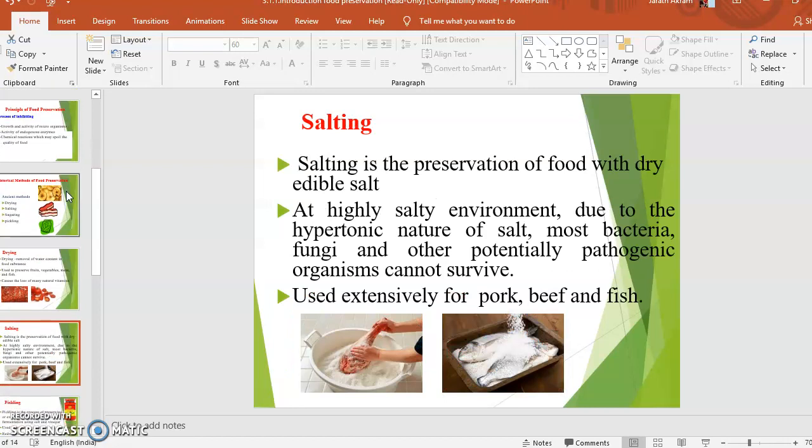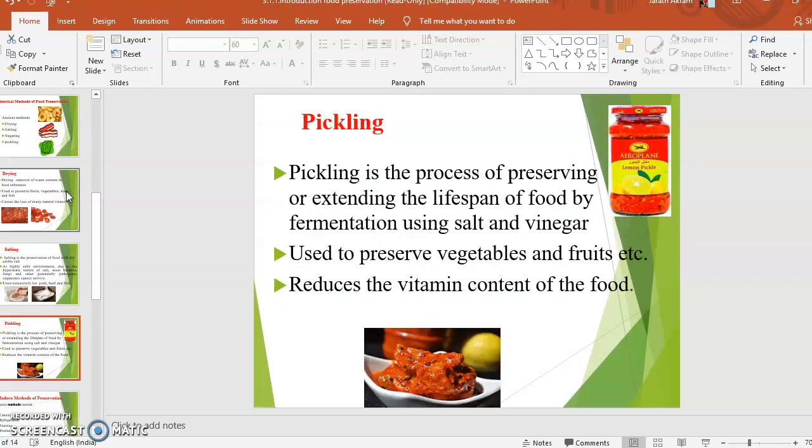The second method is the salting method. In this method, dry edible salt is used to preserve the food. In a highly salty environment, due to the hypertonic nature of salt, most of the bacteria, fungi and pathogenic organisms cannot survive. So it increases the shelf life of the food. This method is extensively used to preserve beef, fish and pork.